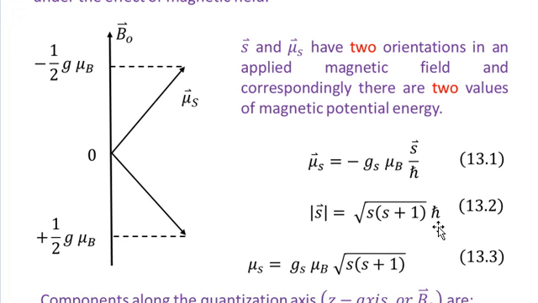So equation number 13.2 gives you the relationship between the spin angular momentum of the electron and the spin quantum number of the electron s. And you know that for the case of a single electron, s has only one value, that is s is equal to half.